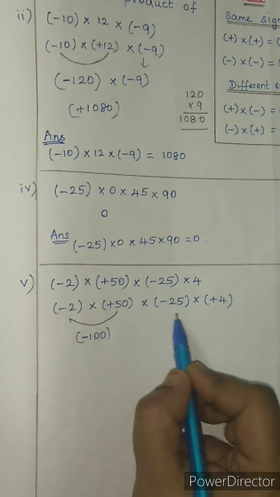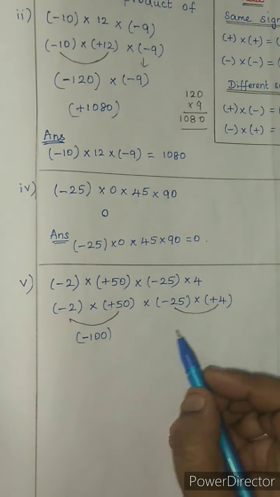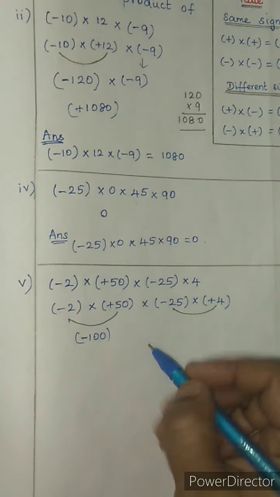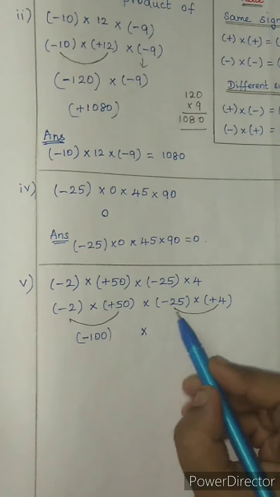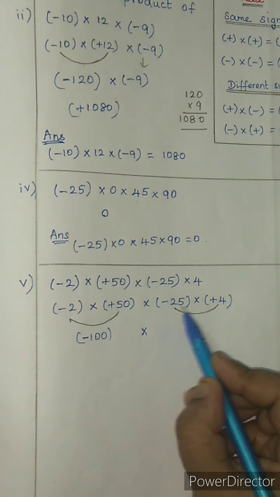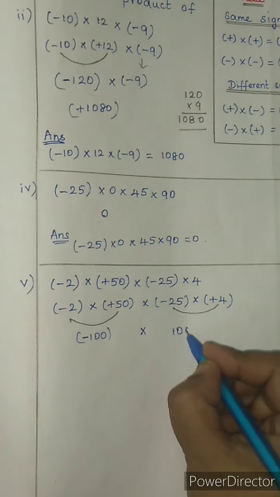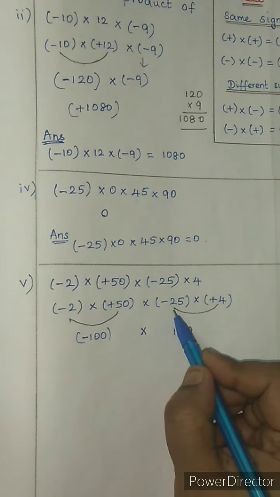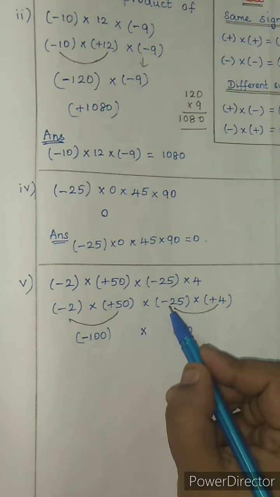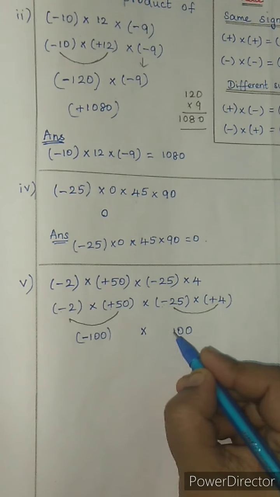Now let us find the product of the next two integers. Put this multiplication sign in the next step. Now multiply 25 and 4. 25 into 4, 100. See to the signs. The integers are of different sign. Here it is negative and here it is positive. So the product remains negative.